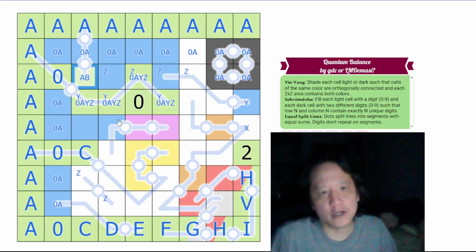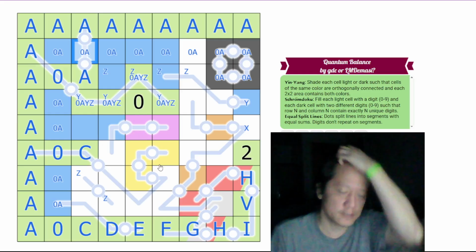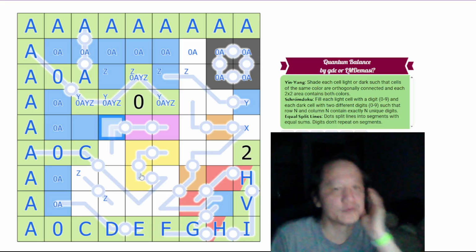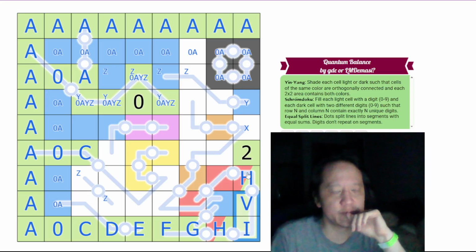Okay, so B, okay, so this is A. 0 and A add up to the same sum. This is G, this must be blue. So it adds up to the same sum as G, but that doesn't tell us much. This is blue. H and H, and that sums to H. So V and I sum up to H. G and F sum up to H.